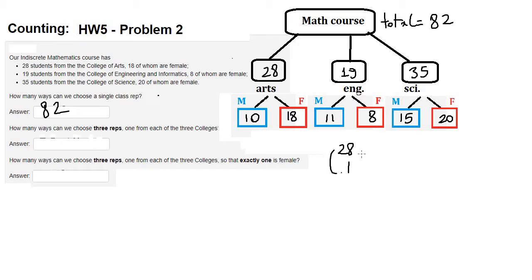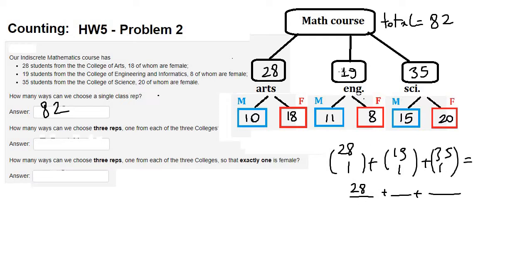Or you can think of it like this: 28 choose 1 plus 19 choose 1 plus 35 choose 1 equals 28 plus 19 plus 35. Or you can think of it like this: 3 coordinates combined. For the first coordinate, we have 28 options. And for the second coordinate, we have 19 options. And we have 35 options here to pick one class representative.